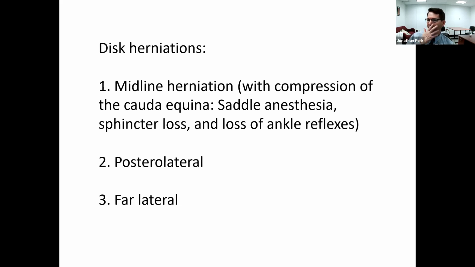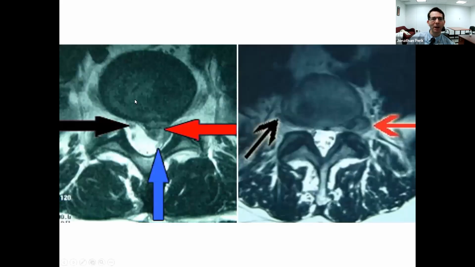The two more common and less dramatic herniations are the posterolateral and the far lateral. So what am I talking about? Here on the left, we see the more common one, which is the posterolateral. You see the disc herniation, all this black stuff here, that's the disc herniating. But you see it's going a little bit sideways, so it's pushed sideways by the ligament here. That's a posterolateral. And then we have the far lateral over here, which goes all the way out.